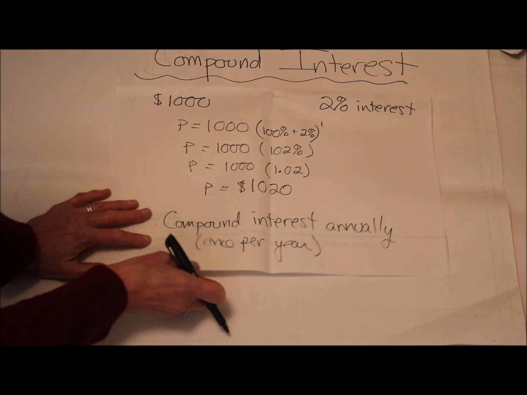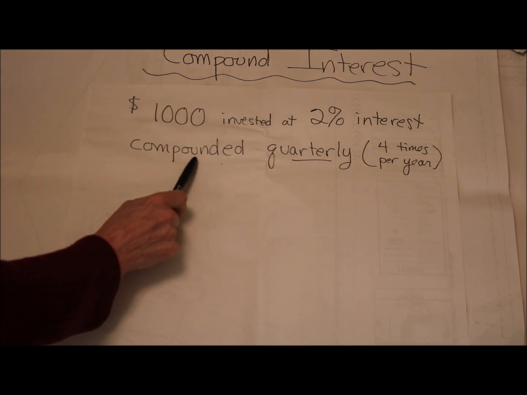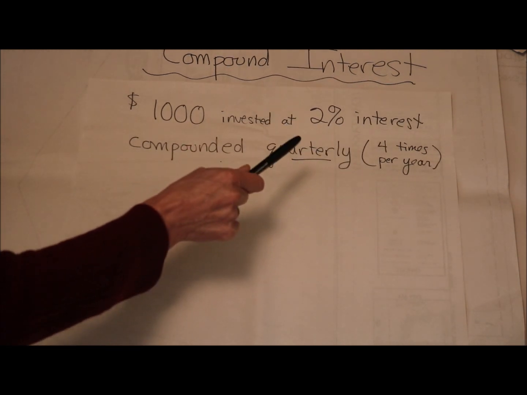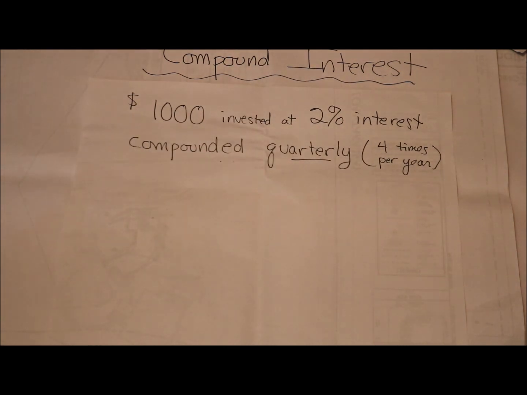Let's say we have $1,000 invested at 2% interest, and that the bank is compounding the interest quarterly. So, in other words, 4 times per year. What that means is that the bank figures out your interest, not just once a year, but 4 times a year, and they figure out your interest and they put it in your bank 4 times a year.